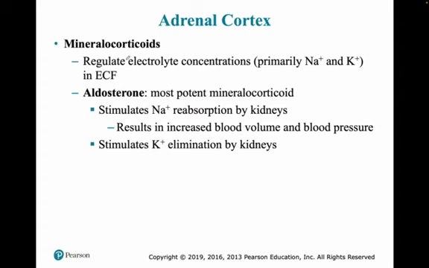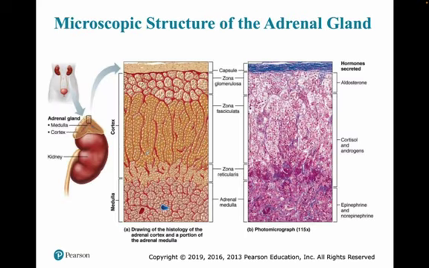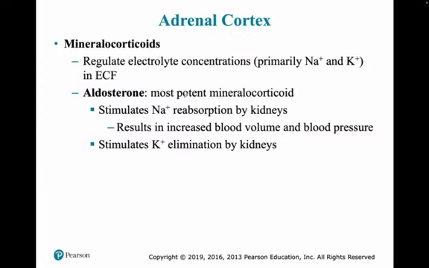So mineralocorticoid, now who secretes this? The zona glomerulosa, the top layer, right? So this top layer secretes the mineralocorticoids. And what does it do? It regulates the electrolyte concentration, which is sodium and potassium, in the extracellular fluid. And the most important one is aldosterone. Aldosterone is the most important mineralocorticoid that stimulates sodium reabsorption in the kidney, and also stimulates potassium elimination by the kidney.